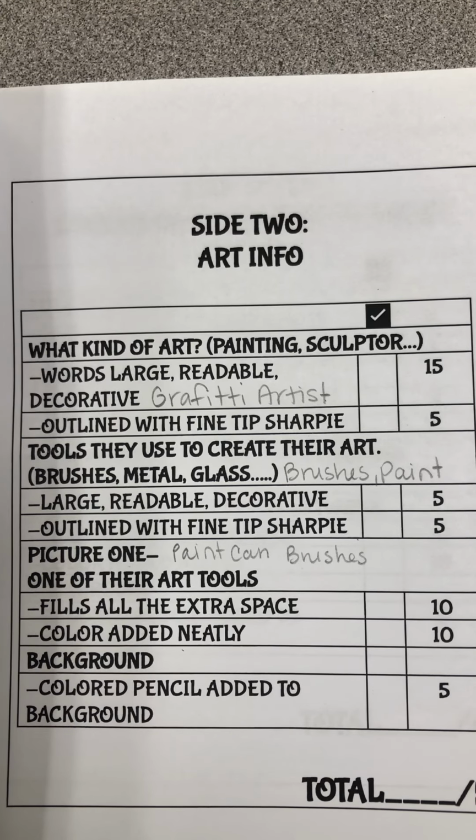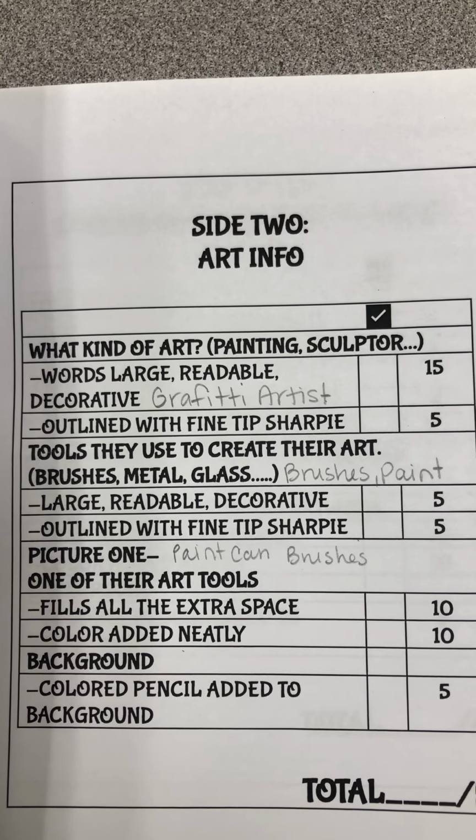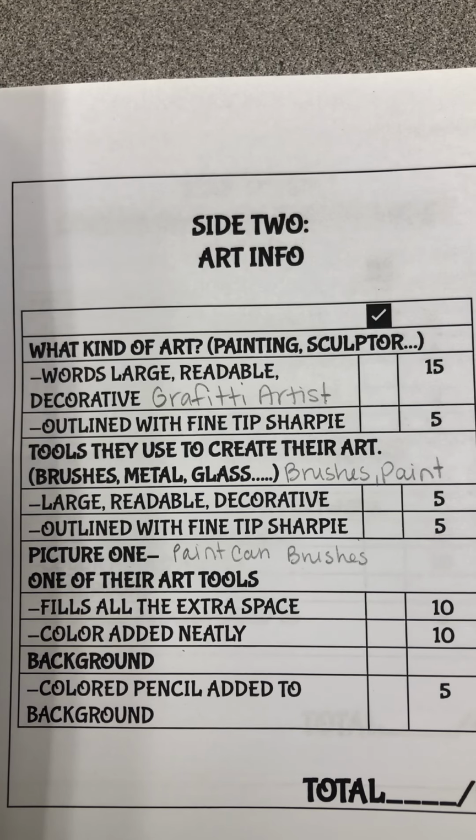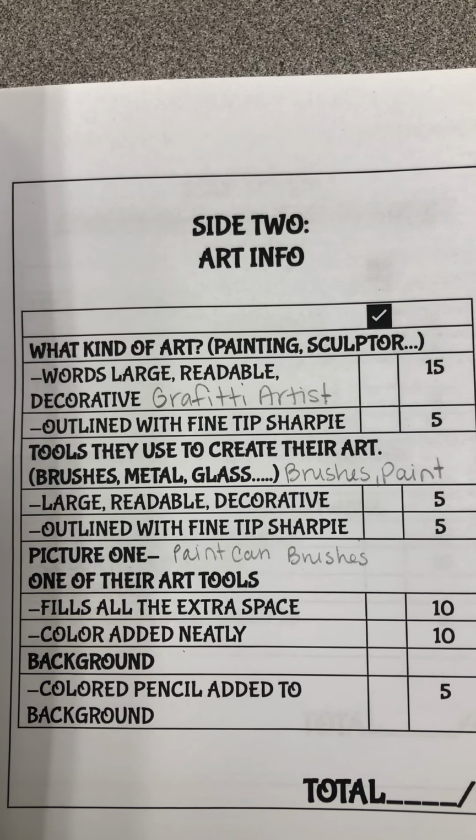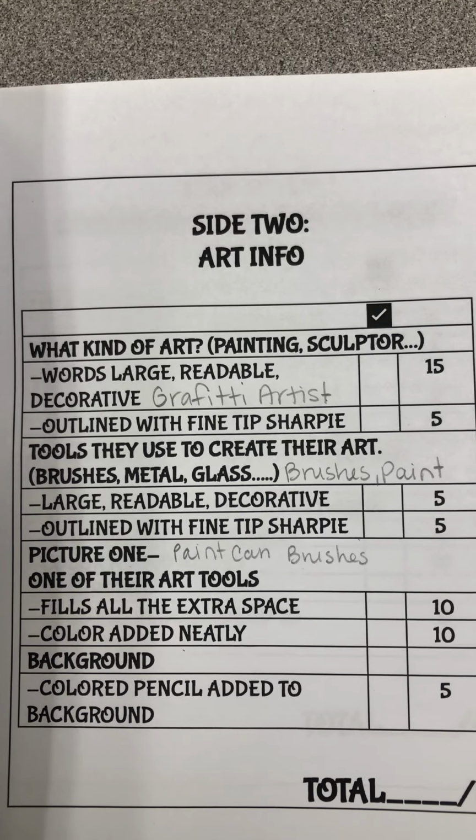So the other thing that you're going to have to find out for this one are the tools that they use to create their art. So if they're a painter, chances are they're going to be using brushes and paint. You have to have that on there labeled somewhere, large, readable, decorative, outlined with the fine tip Sharpie. Again, if you don't have a Sharpie, just some kind of a pen or a marker or something that makes it pop.